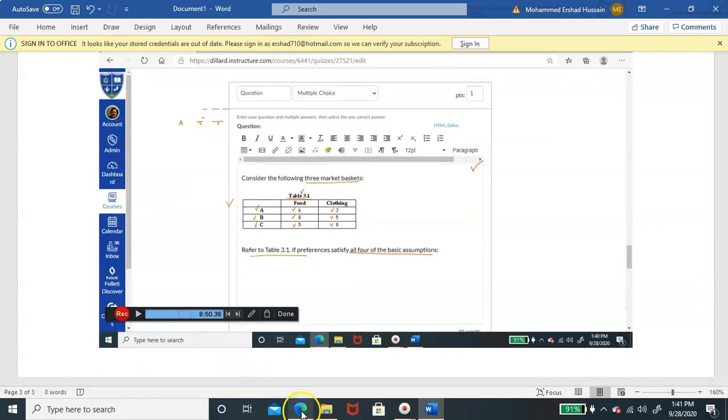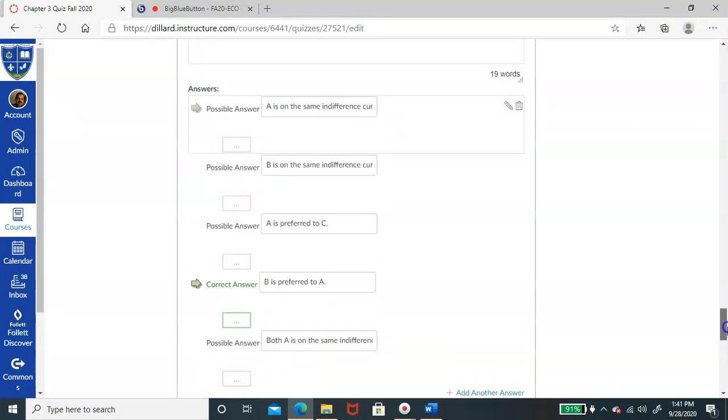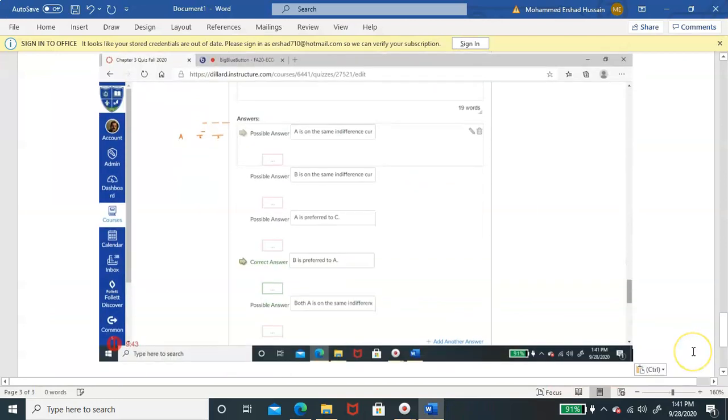Let us see if we can bring it from there. Here, this is the question. What will be the answer? Let me take it to the Word document. They are asking us, can we say that A is on the same indifference curve? So they are asking us three questions and asking us to answer. Let us say that they are saying this is the correct answer.